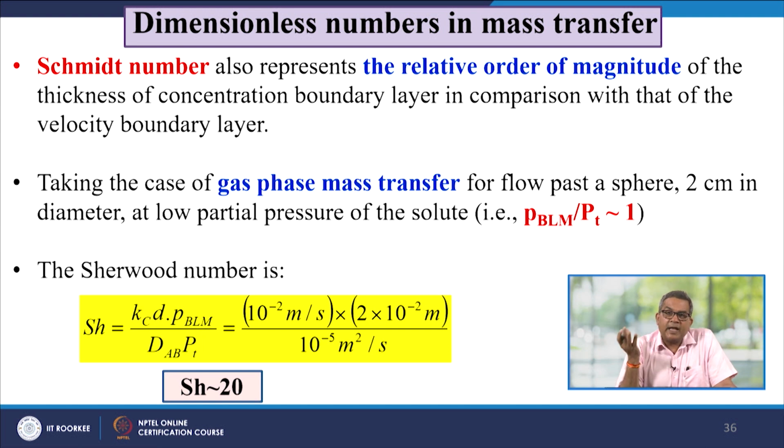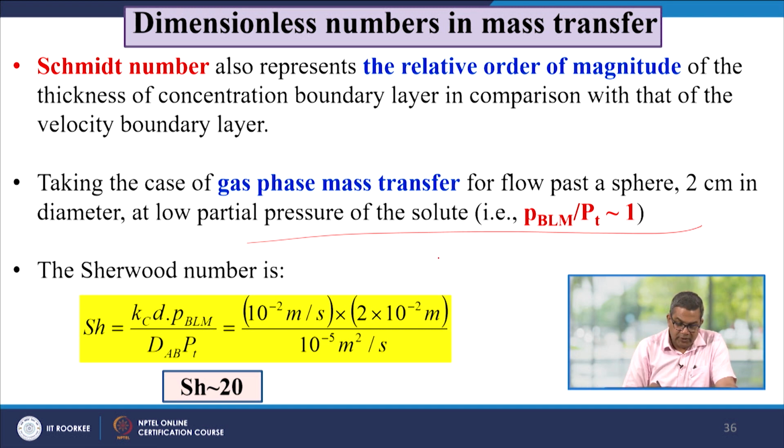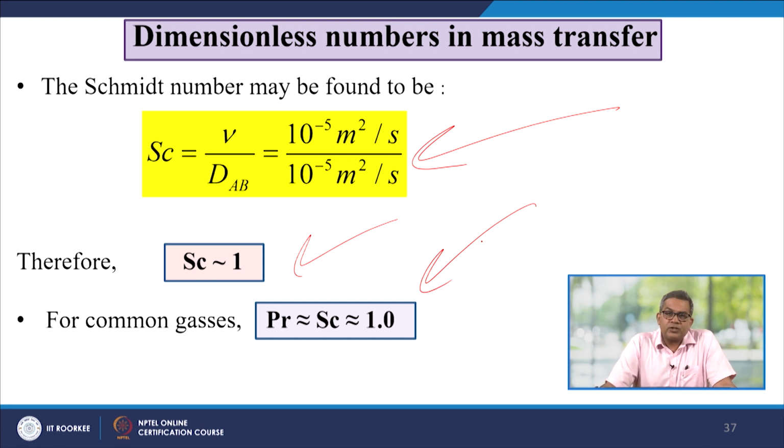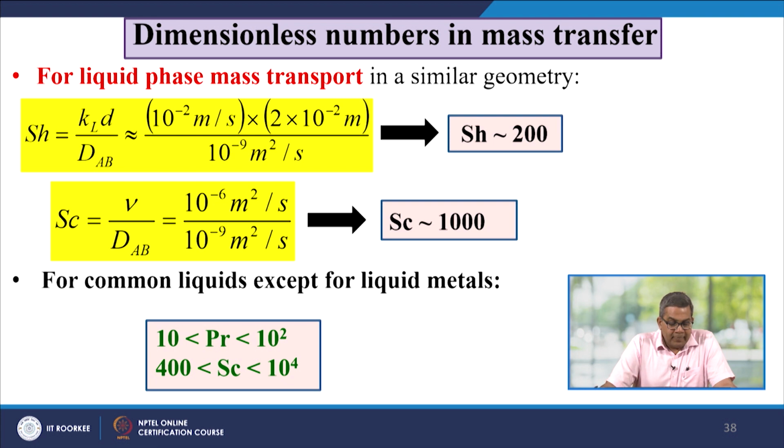Now, taking the case of gas phase mass transfer for flow past a sphere 2 centimeter in diameter at a low partial pressure of the solute, so P_BLM over P_T is almost equal to 1. Then the Sherwood number can be represented as k_c d P_BLM over D_AB P_T, and if we put the numerical values, then it comes out to be nearly 20. Now, the Schmidt number may be found to be like this, and therefore the Schmidt number is almost equal to 1, so for common gases the Prandtl number is almost equal to the Schmidt number, which is representing 1.